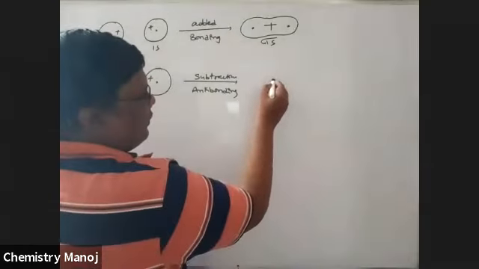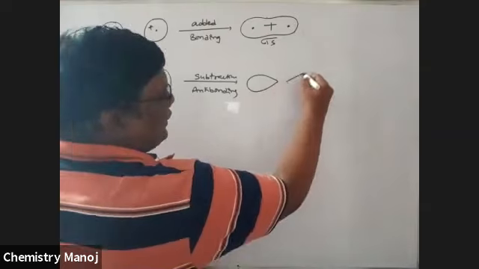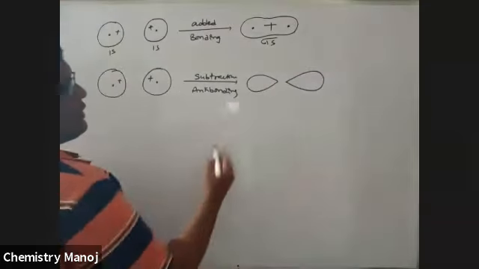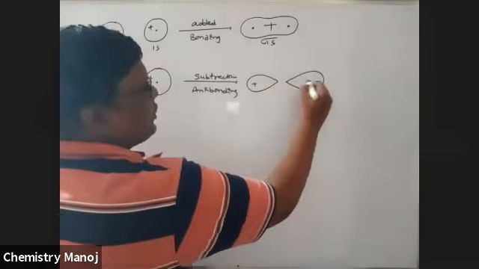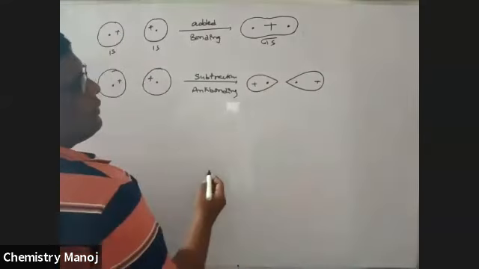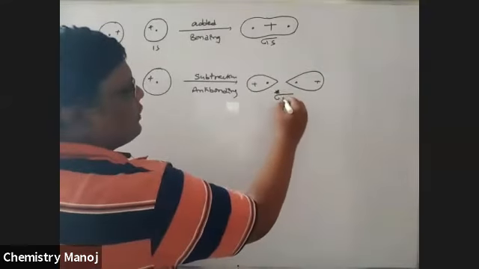That means repulsion exists. This is positive, this is positive, this is the nucleus. So this is the sigma star 1s orbital. There is a repulsion. Because of repulsion, those orbitals are like that. Those are anti-bonding orbitals having high energy.